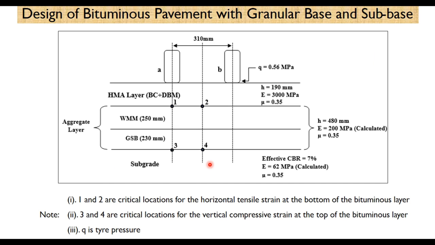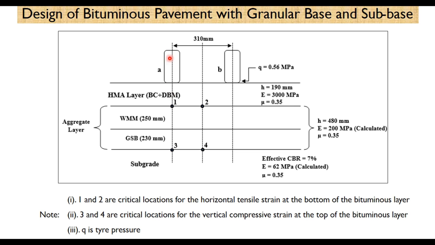We have a subgrade where effective CBR is 7%, E value 62, mu value 0.35. Then we have an aggregate layer where combined thickness is 480 millimeter, E value 200 and mu value is 0.35. And above that you have HMA with total thickness of 190 millimeter, E value 3000 MPa and mu value is 0.35. So for this composition, these are 4 critical locations.